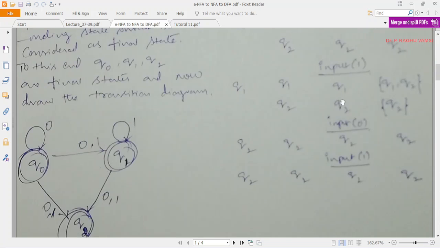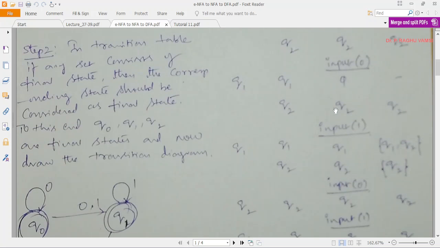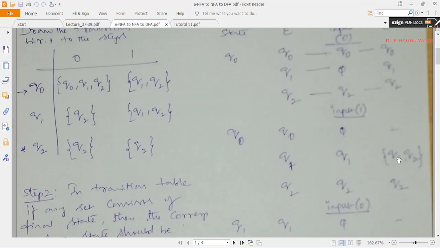So Q1, Q2 are the resultant states. Now we need to find the closure of Q1 and Q2. Anyhow, we have already calculated the closure of Q1 and Q2. The closure of Q1 is Q1, Q2. Closure of Q2 is Q2 itself. Now we need to take the union of this. So Q1, Q2 union Q2 results in again Q1, Q2. So Q1 on 1, we are going to Q1, Q2.